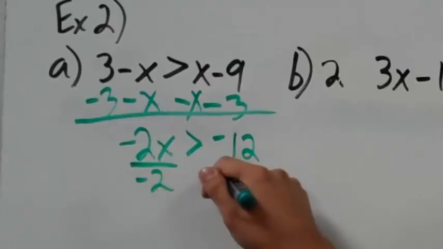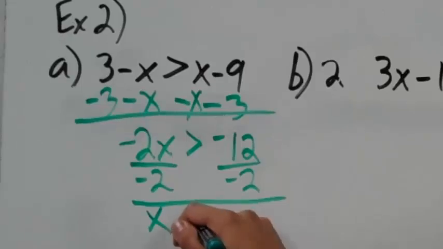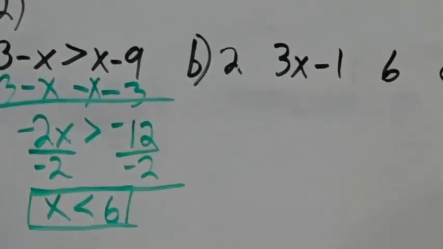Divide by negative 2. And that's very important. I just divided by a negative number. My sign flips. Okay? X is less than 6. Okay? And I'm going to graph that in just a minute.